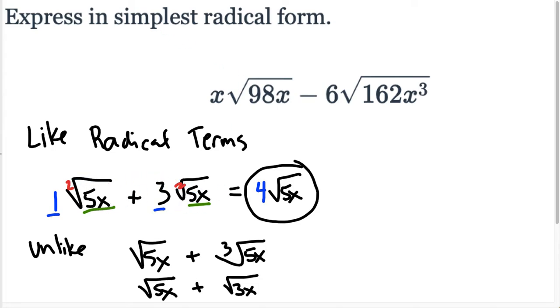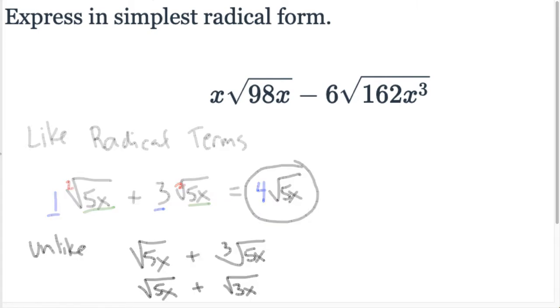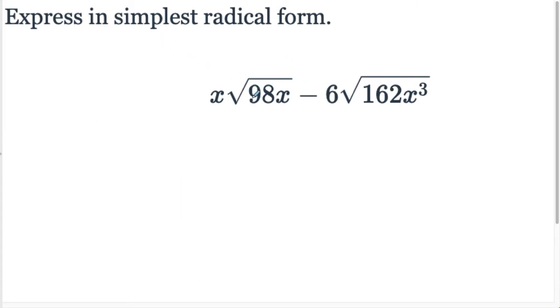All right, so let me clear this up. As you can see here, the square root of 98x and the square root of 162x cubed obviously don't have the same radicand, at least initially. But this just means that you have to break it down further, so maybe there is something they have in common. We're going to break this down as my step 1.